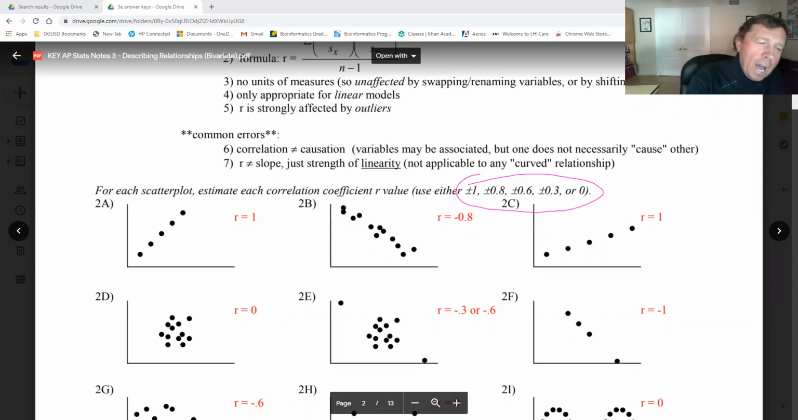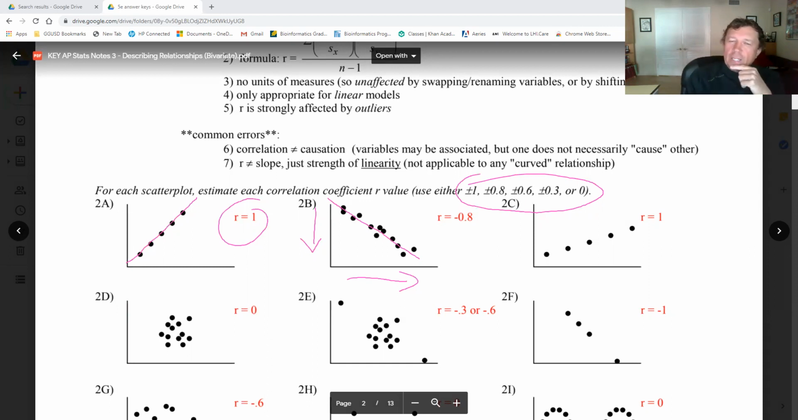I think it's pretty obvious that this is 1 because the points are perfectly lined up. It is a line, and it is a positive line, so it's positive 1. This is a negative trend. A negative trend is when X goes up, but Y goes down. So as X increases, Y is decreasing. That is a negative relationship.